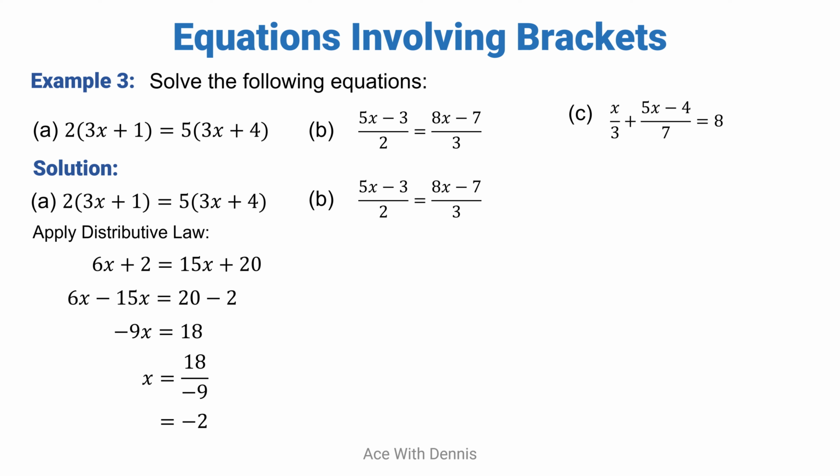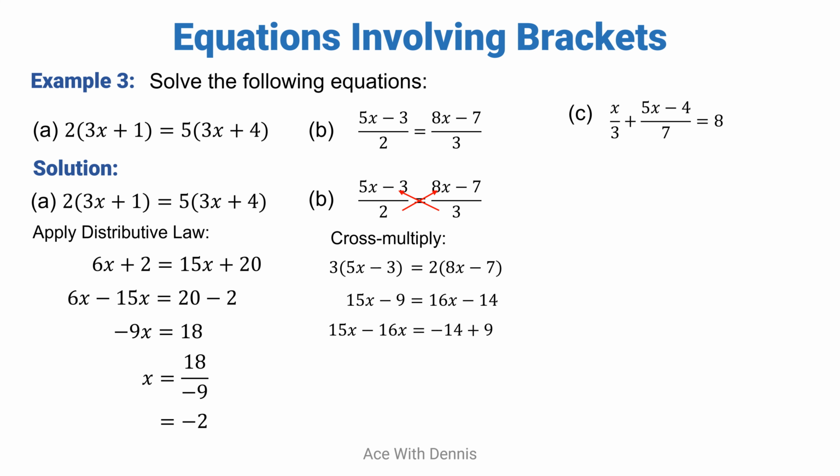For B, (5x minus 3) over 2 equals (8x minus 7) over 3. So, to solve this equation, we have to cross multiply, which means 3 times (5x minus 3) and 2 times (8x minus 7). Then again we apply the distributive law. So 3 times 5x is 15x, 3 times negative 3 is minus 9, 2 times 8x is 16x, 2 times negative 7 is minus 14. So the equation is 15x minus 9 equals 16x minus 14.